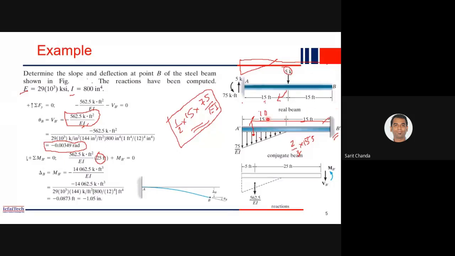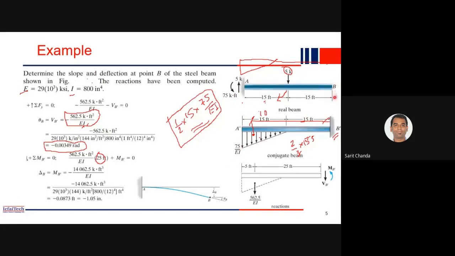So it is very easy to calculate using the conjugate beam method. Whatever the original beam is, our first step will be to convert the original beam into a conjugate beam. So we have to convert the supports first. If it is a fixed support, then we have to make it free. If it is free, then we have to convert it into fixed. If it is a roller, then there won't be any change. If it is a roller support here, then here also it will be a roller support.